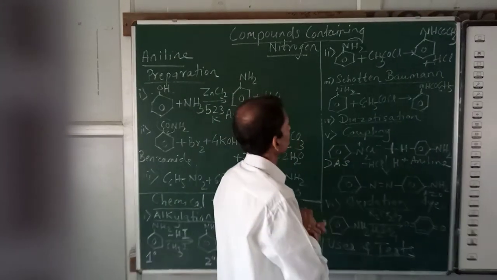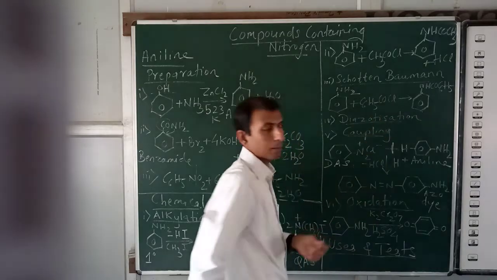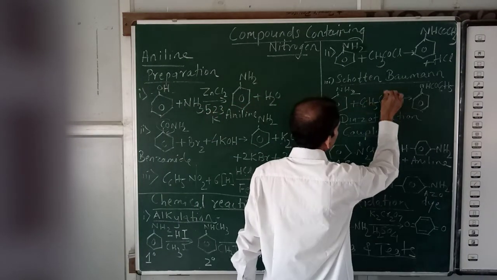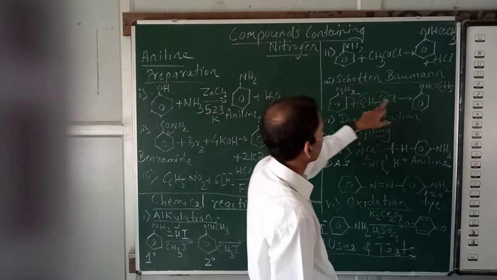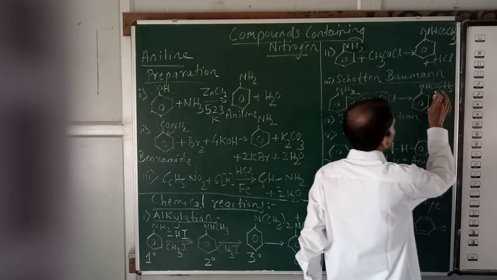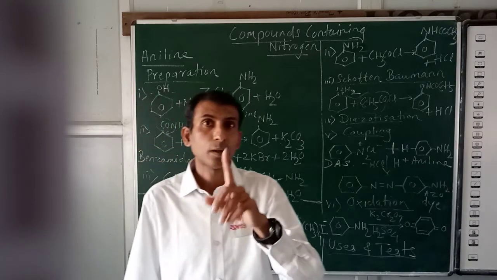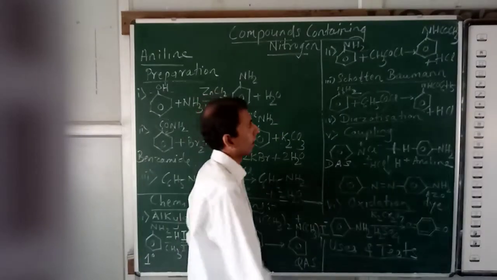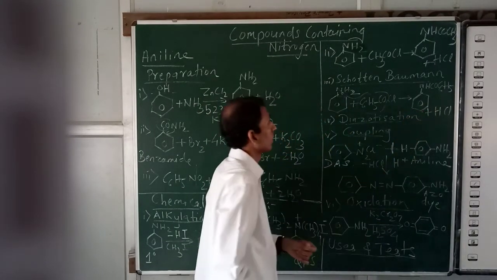Schotten-Baumann reaction. Okay, we take benzoyl chloride, and here this benzoyl group gets attached to nitrogen. One H and Cl from here is lost in the form of HCl, and you get this main product. Okay, the name of this main product is benzanilide. Benzanilide because we have benzoyl chloride here, so this is called benzanilide.